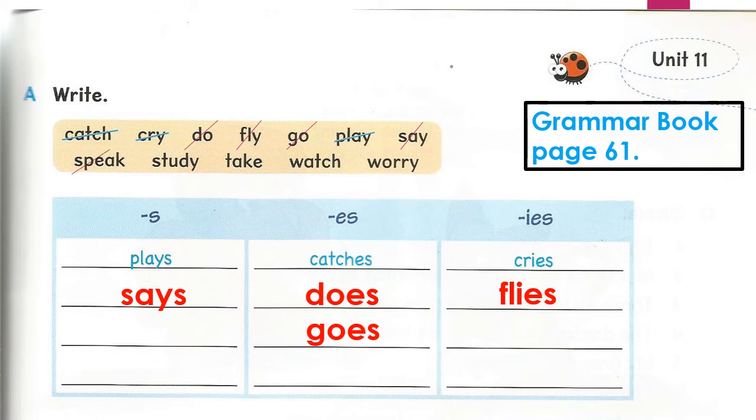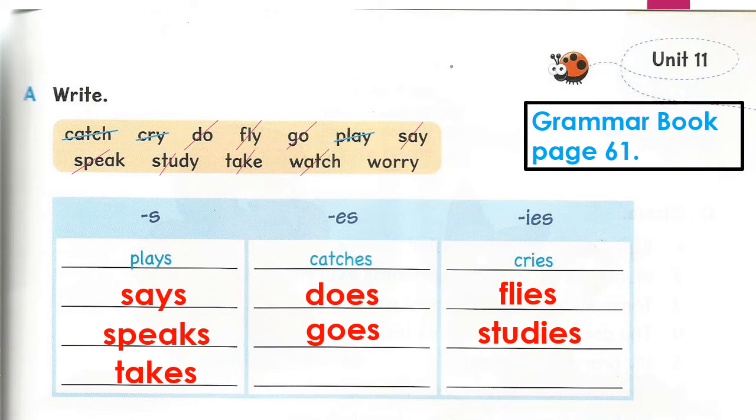Okay. Speak. Just a normal verb. So I will just put letter S. So speaks. Okay. Study. Study ends with a consonant plus letter Y. So I will drop letter Y and put IES like this. Study is going to be studies. Okay. The next verb, take. Take ends with just letter E. So it's going to be takes. Okay. So just put letter S at the end of the verb.